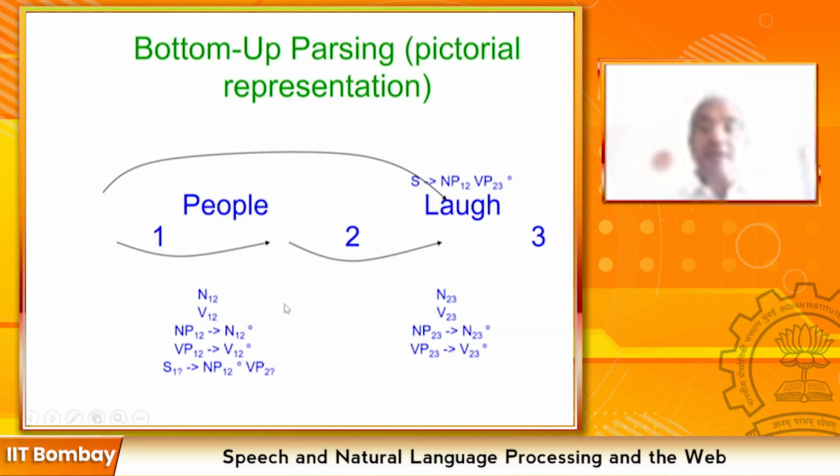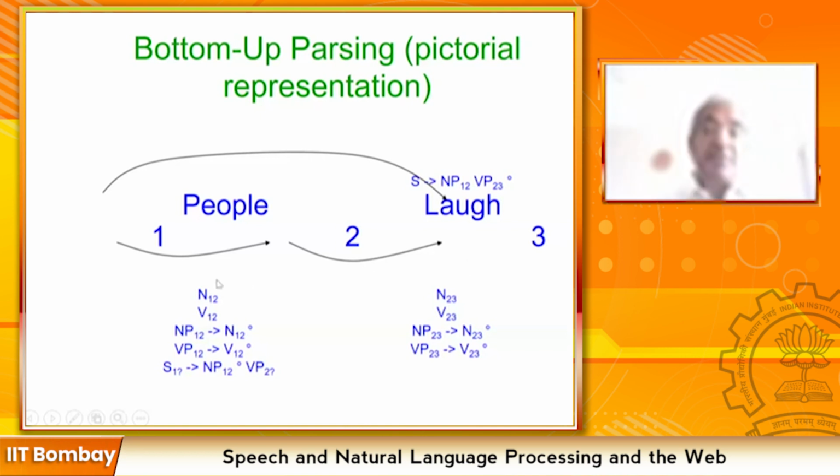So this parsing goes on reducing the words and the phrases to non-terminals and finally arrives at S. So this is the bottom-up parsing, and it is LR parsing in a compiler or programming language.